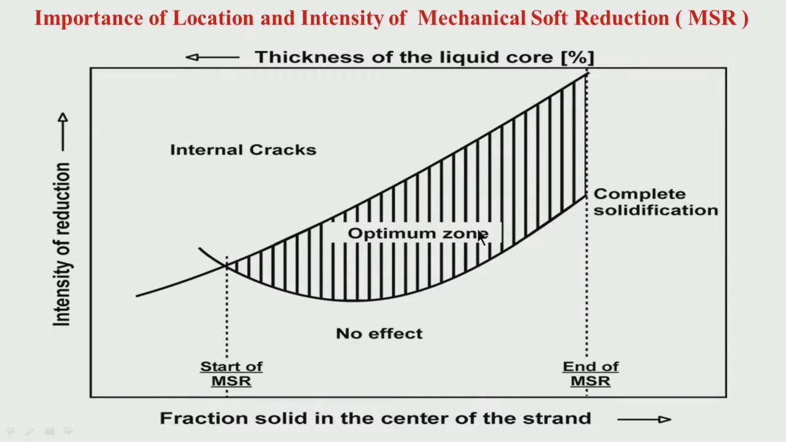Do not put mechanical soft reduction beyond the complete solidification area. Once solidification is complete, there is no point putting the soft reduction; rather it might create problems, it might generate cracks. So, do not put it beyond this. It is important to find out what the optimum zone is. Optimum zone means first the area in which mechanical soft reduction has to be given, and then how much soft reduction has to be given.